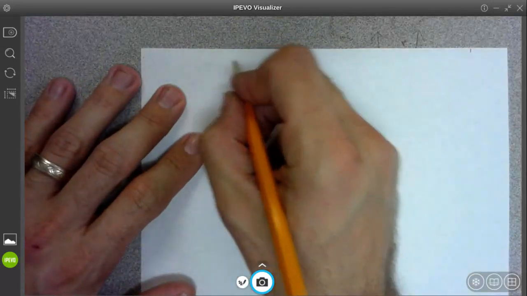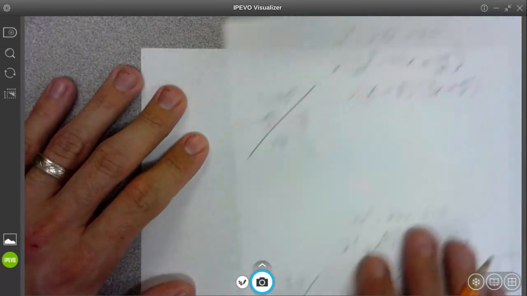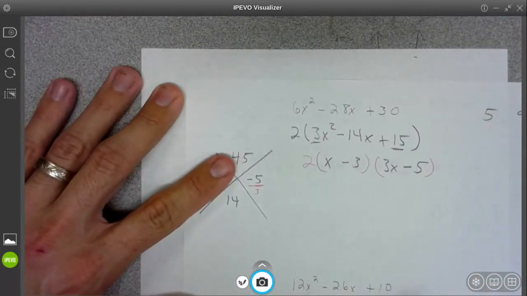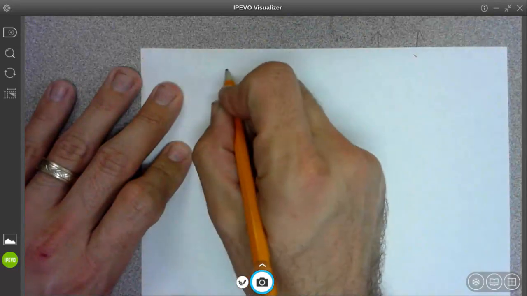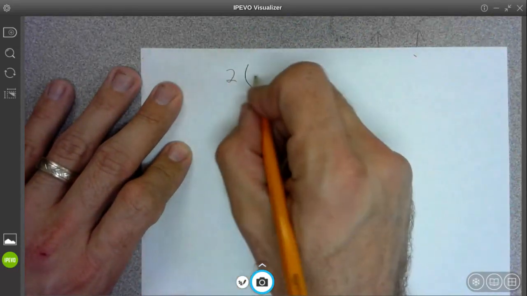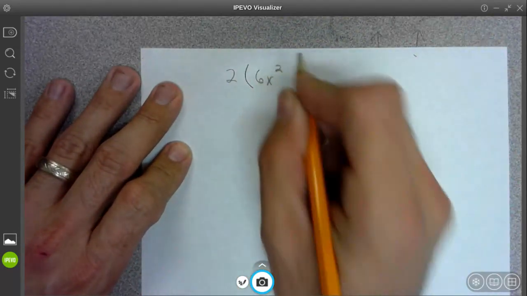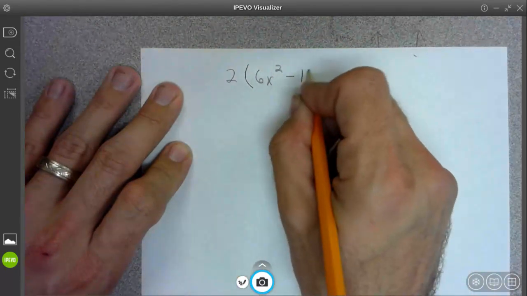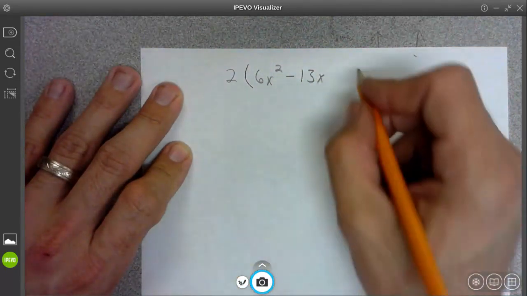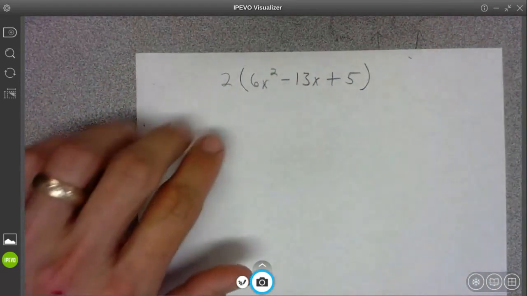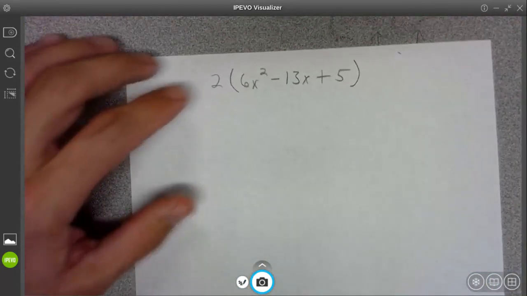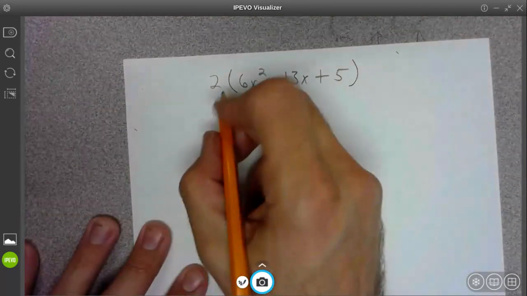Okay, the last one here was 12x squared minus 26x plus 10. I'm going to go ahead and divide it by 2, factoring out my 2. 6x squared minus 13x plus 5. Okay. Yeah, so this one will take a couple of options because it's a 6, but it's not too bad.